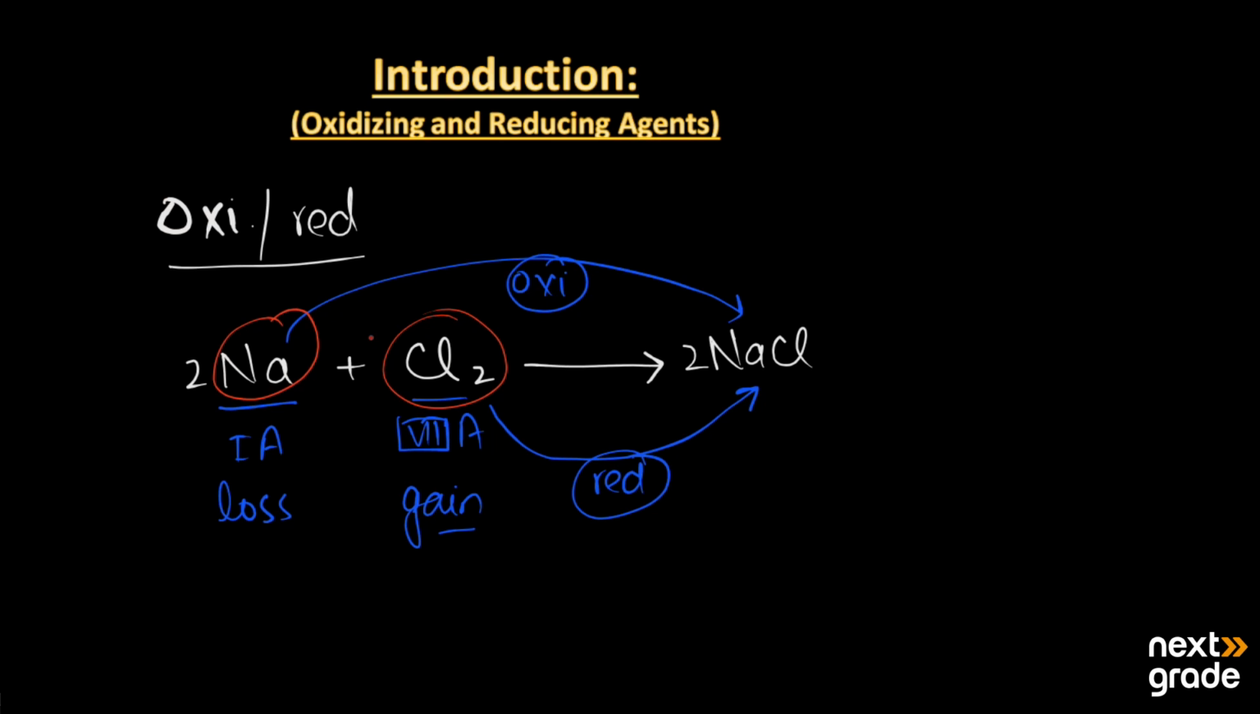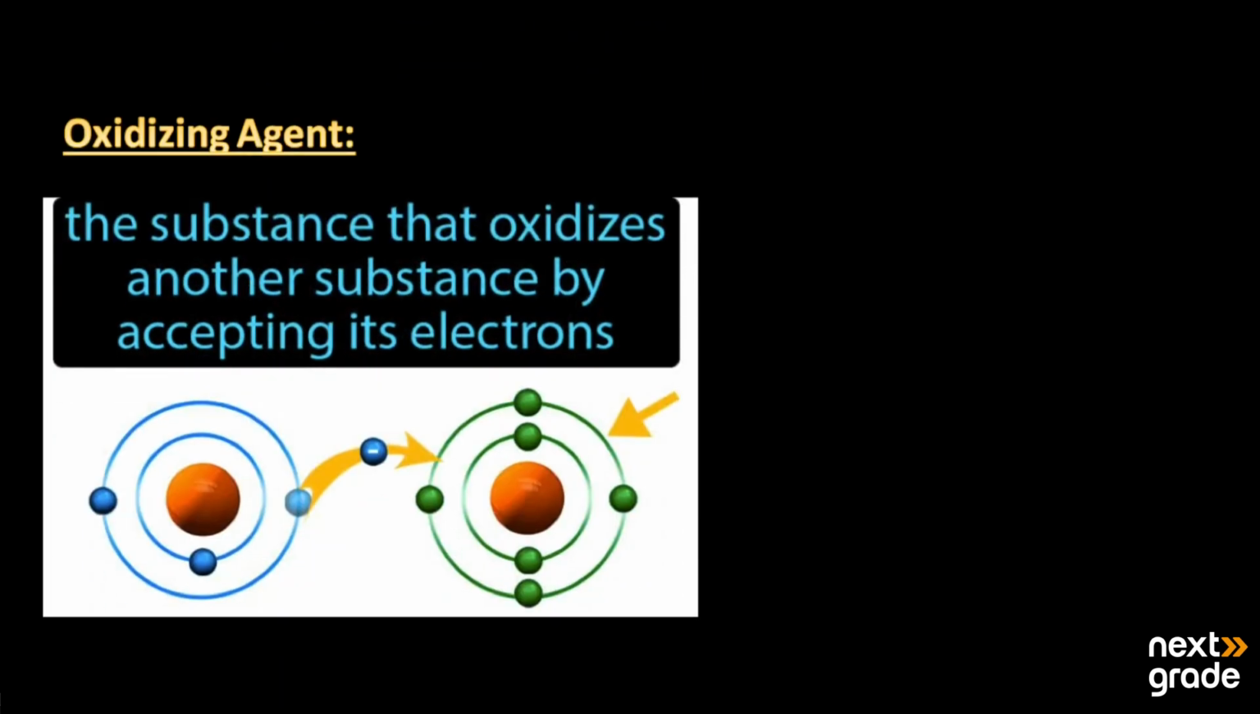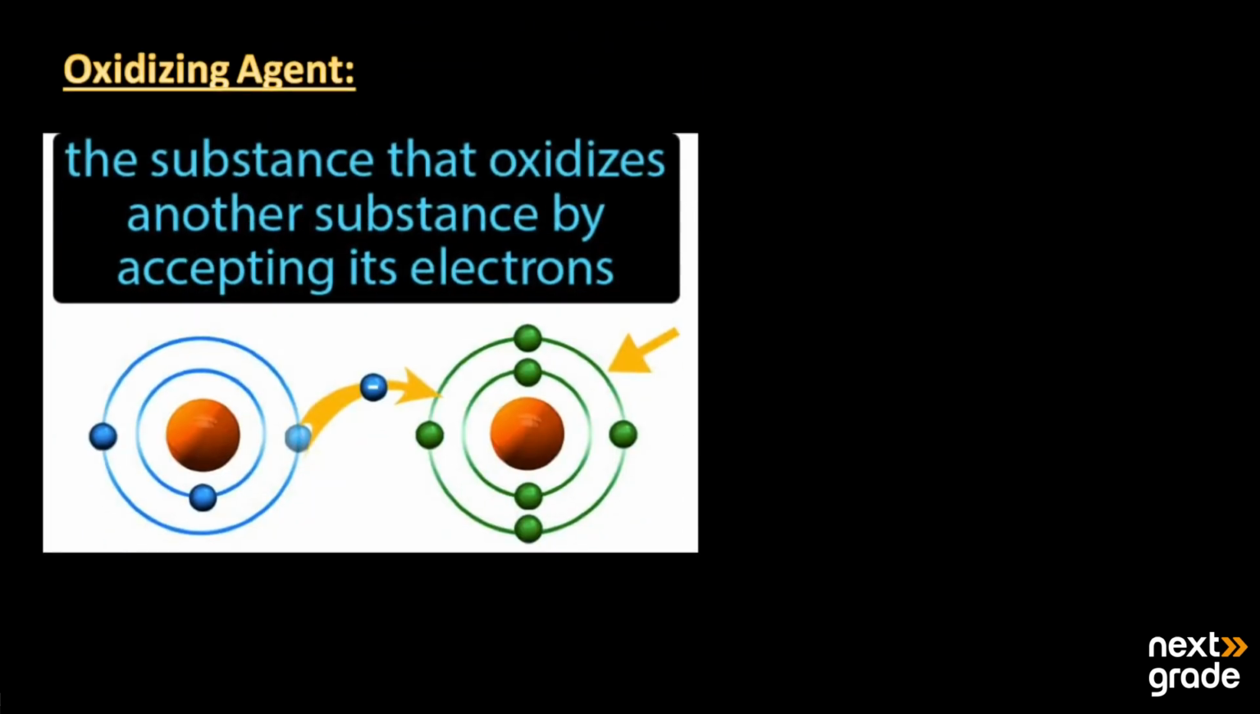Now, what are the main reasons that they are undergoing oxidation and reduction? It is all the work of the oxidizing and reducing agents. The oxidizing agent oxidizes other substances, and the reducing agent is the one which reduces other substances. So let's look at oxidizing agents by definition. Oxidizing agents are substances that can oxidize other substances by accepting their electrons.